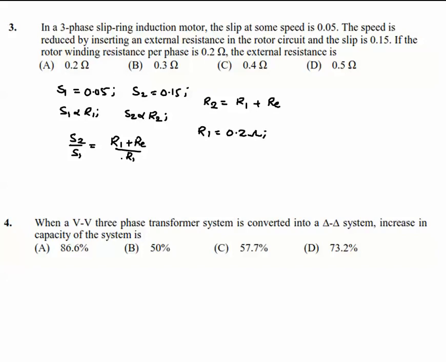Okay, so from this, S2 by S1 is 0.15 divided by 0.05, which is equal to (R1, that is 0.2, plus external resistance Re) divided by 0.2. So by solving this equation we will get Re as 0.4 ohms, and the answer is C here.